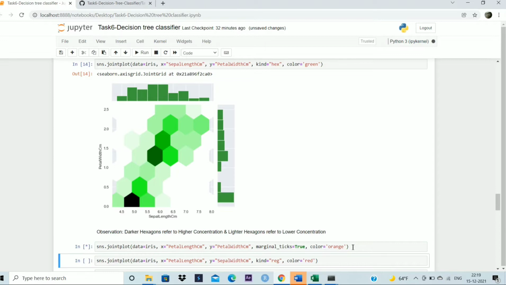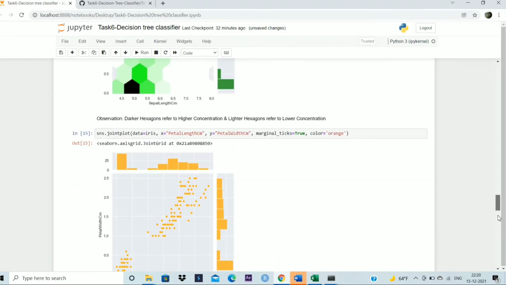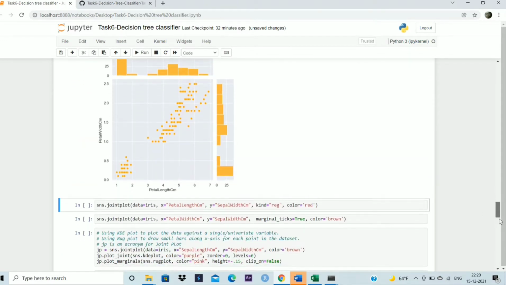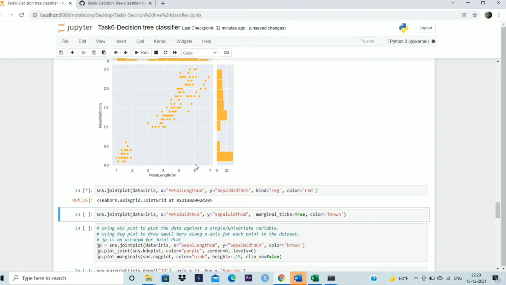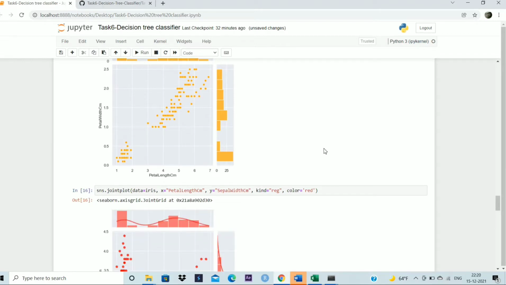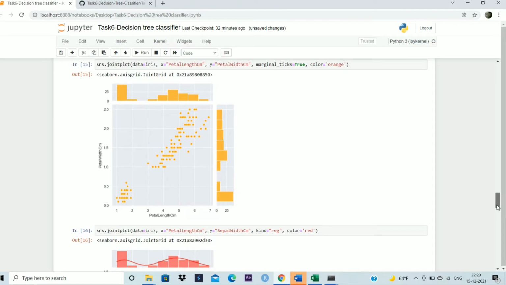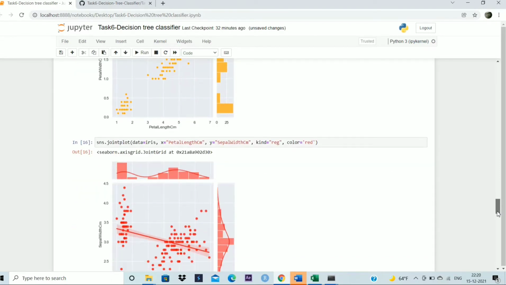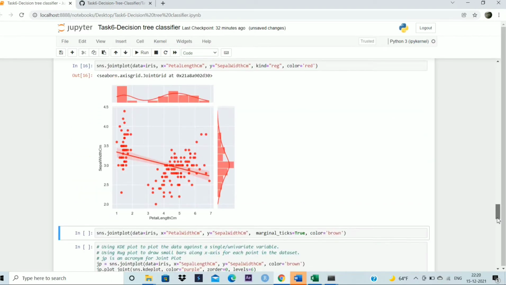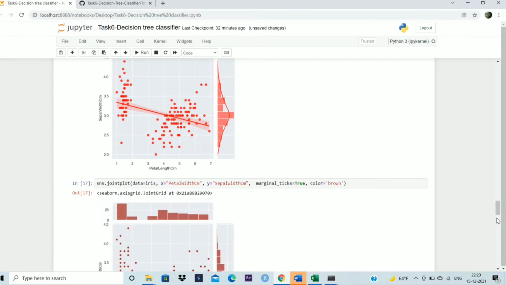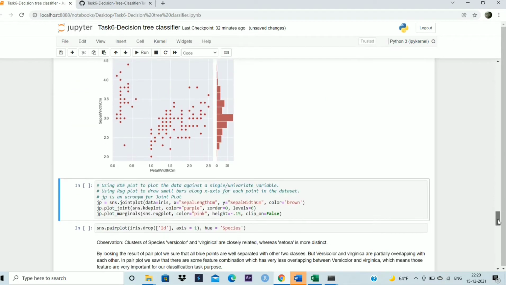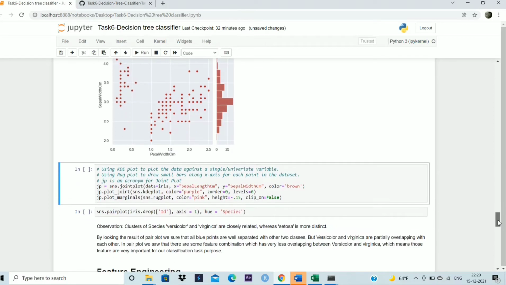Then the petal length and petal width is like that related, which is quite expected because it is the same petal length and width, so it may be having a linear relationship. Then the petal length and sepal width, and next is the petal width and the sepal width is related like that, and the individual bars are also given together.